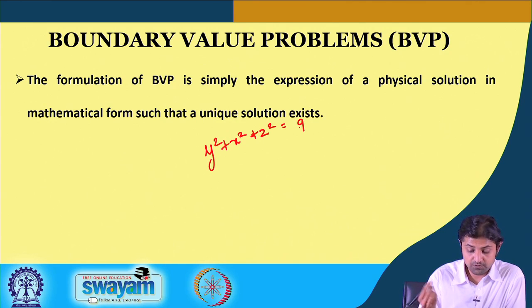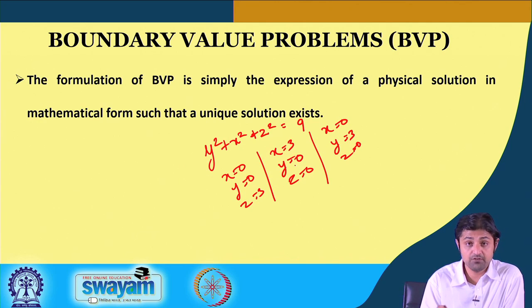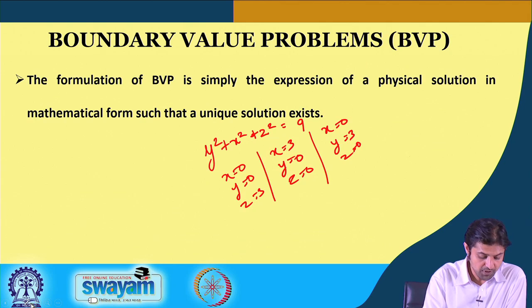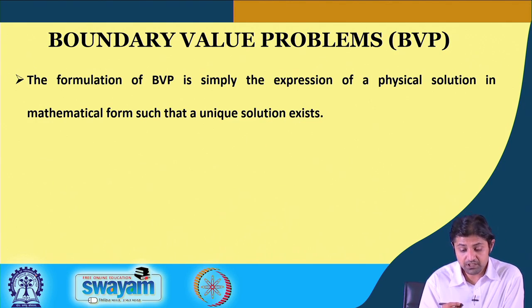Very simple to assume, one of the solutions could be x is equal to 0, y is equal to 0, and z is equal to 3. This is one solution. The other solution could be x is equal to 3, y is equal to 0, and z is equal to 0. Another solution could be x is equal to 0, y is equal to 3, z is equal to 0, and similarly there could be many other combinations. I have just written down integers, x, y, z are integers, but there could be many solutions.